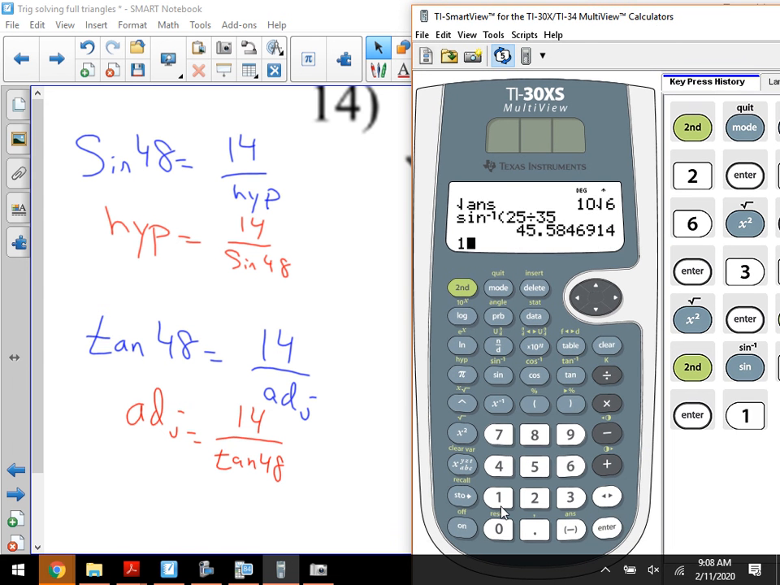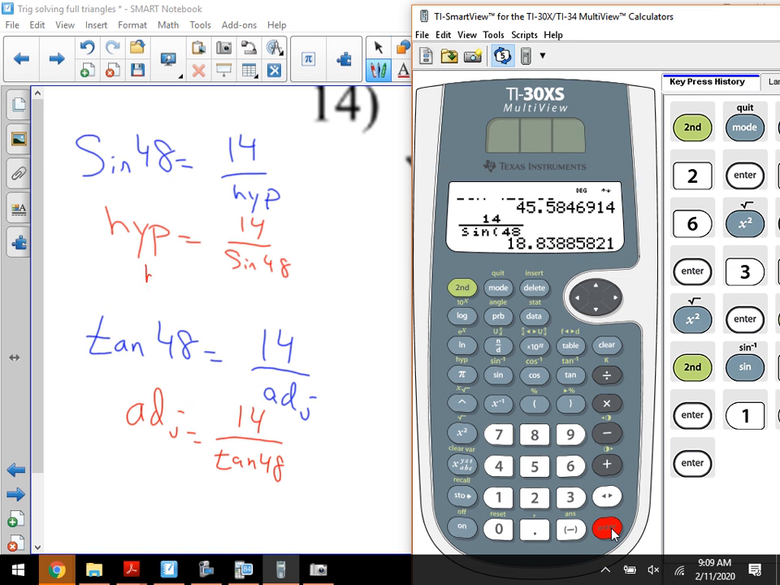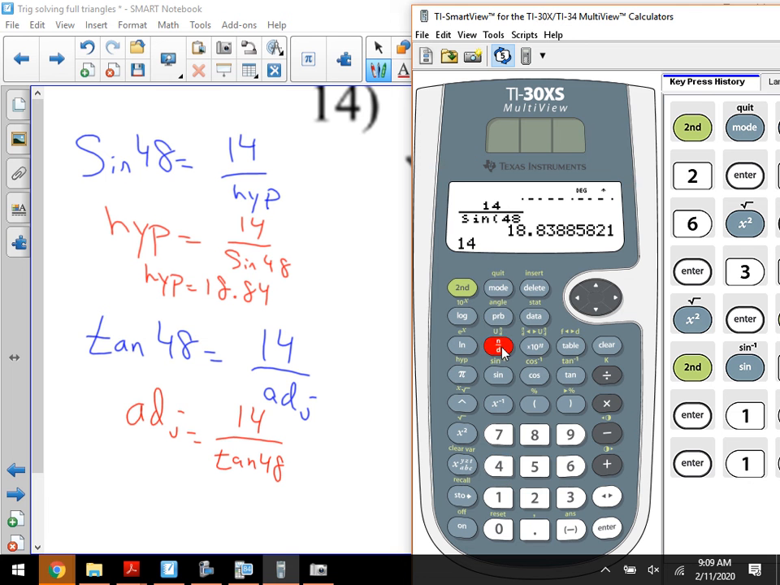14 over sine 48. I have 18.84 for the hypotenuse. And then I do the same thing with tangent, 14 over tangent 48, and I have 12.61.